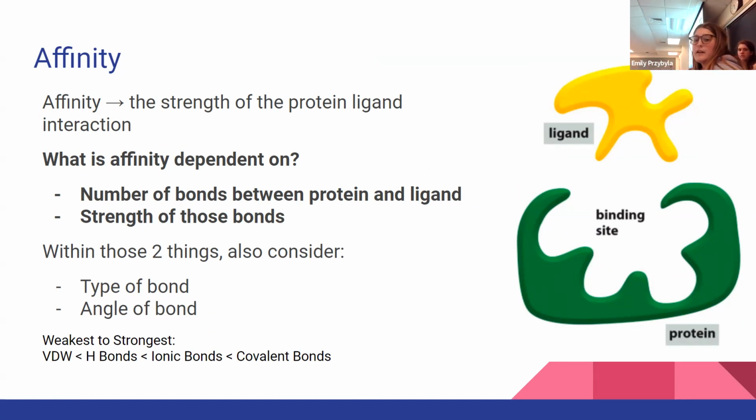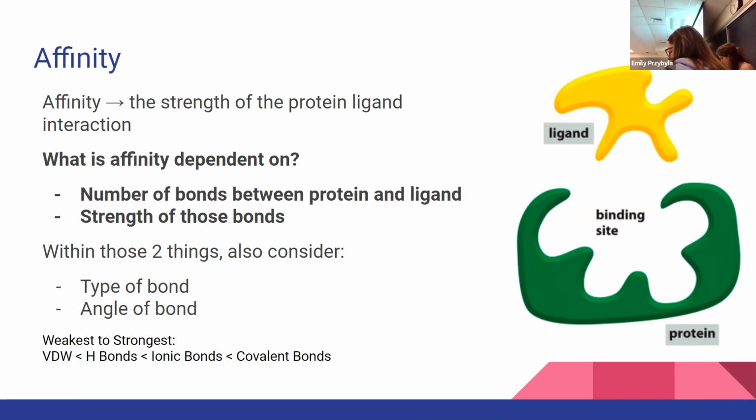So affinity is dependent upon the number of bonds between the ligand and the protein, and then also the strength of those bonds. So in general, ionic bonds are going to be stronger than, what do we have? H bonds or van der Waals interactions. So a ligand and a protein that have more ionic bonds are going to have a stronger affinity for each other than ones that only have like van der Waals interactions.